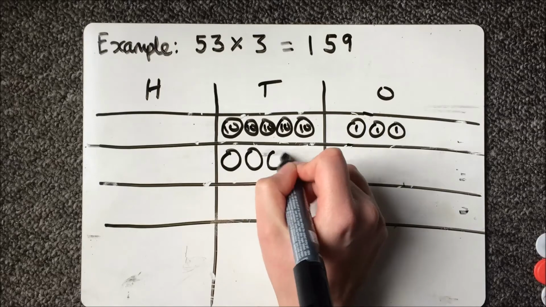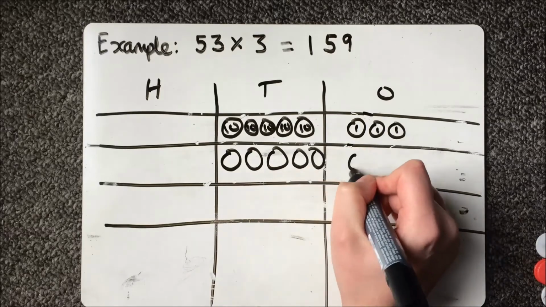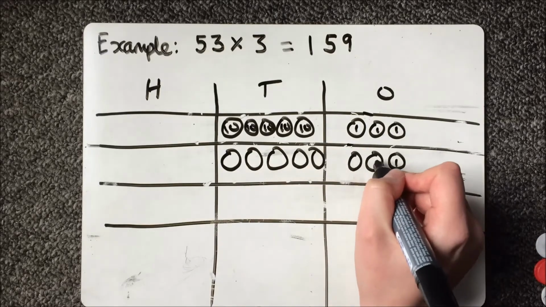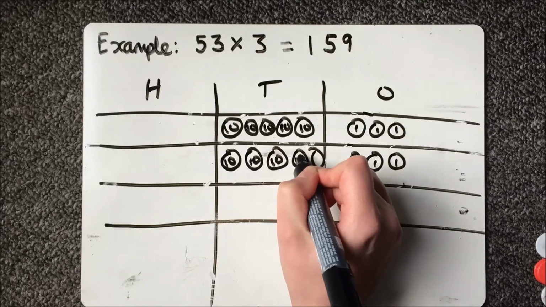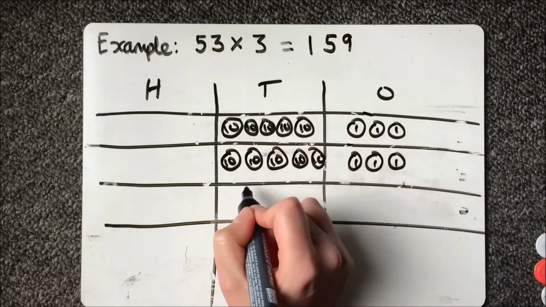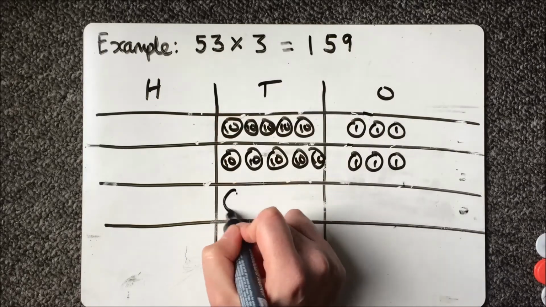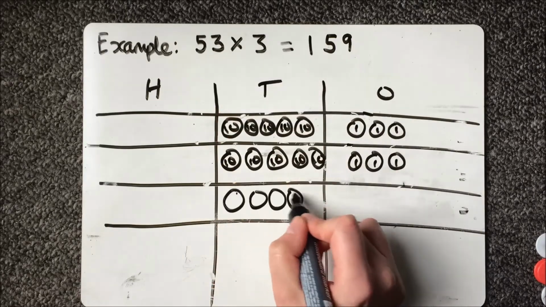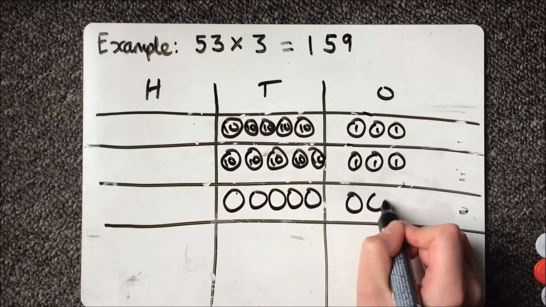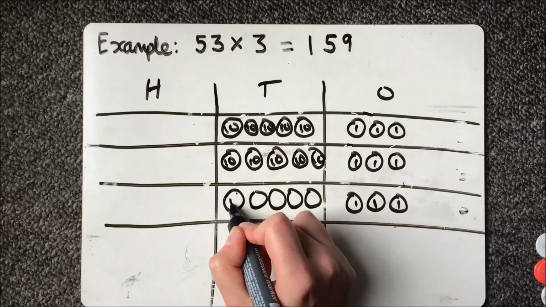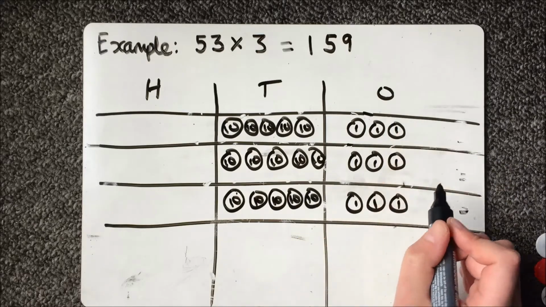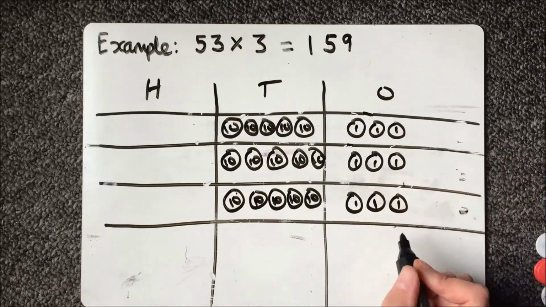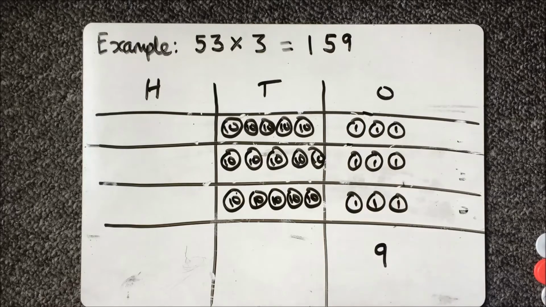10, 20, 30, 40, 50, switch, 51, 52, 53. I like to write them on just to remind myself when I'm counting. So that's 2 times 53, but we need 3 times. 10, 20, 30, 40, 50, switch, 51, 52, 53. The same as when we did it with our physical counters. Let's go to our ones first. 3, 6, 9. Got it?